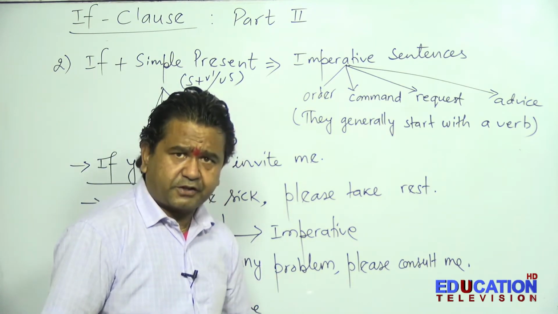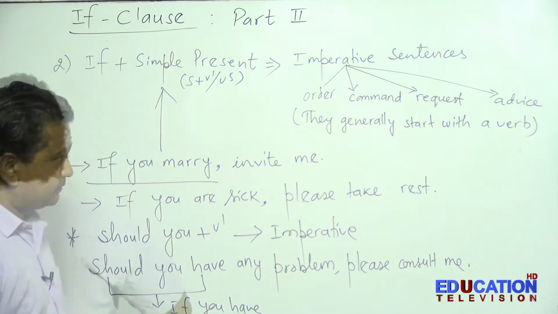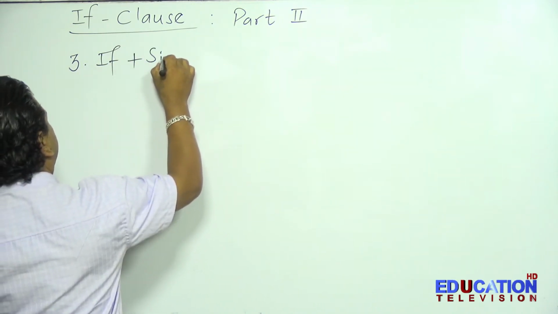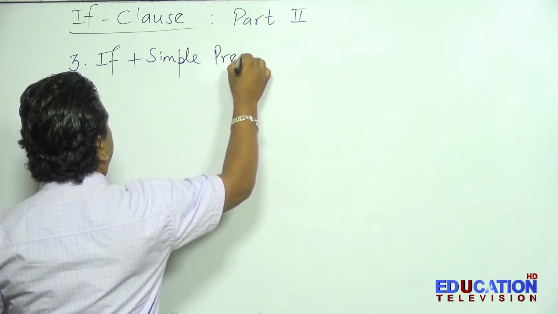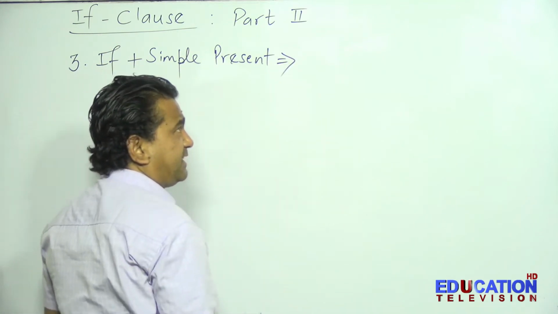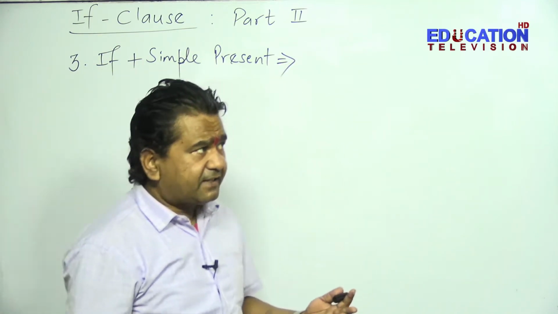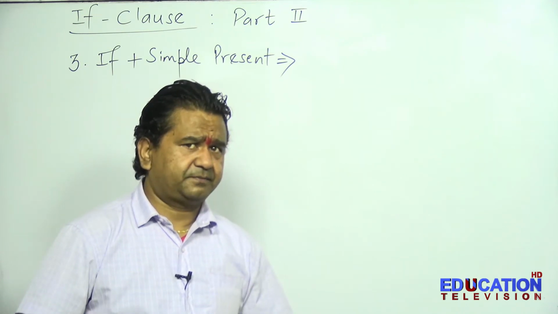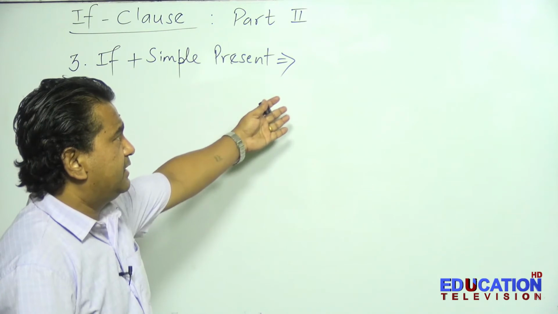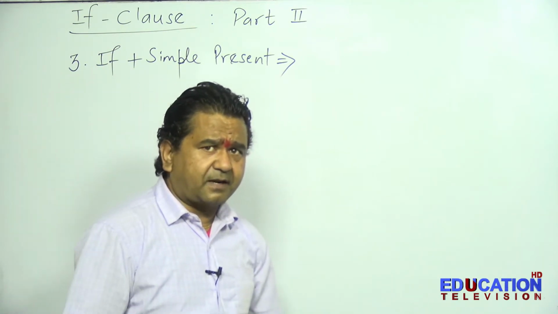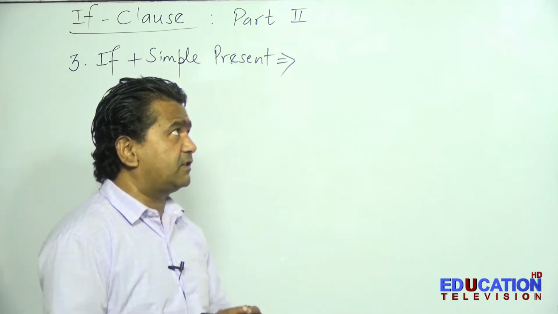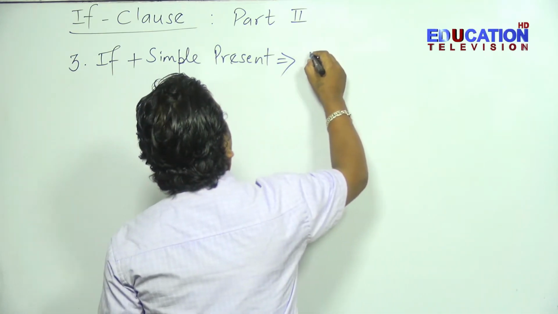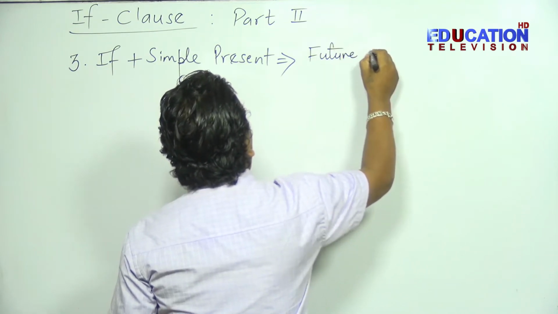Now next condition of simple present in the if clause. Let us see. The third condition is if plus simple present, the next side can be any future indicators. The tense can be present, but the sense must be future. Any future indicators, you know, not necessarily will, shall and all. The future can be realized or understood by various other sentence structures, and that's what we are going to do. Now if plus simple present, the next side would be future indicators.